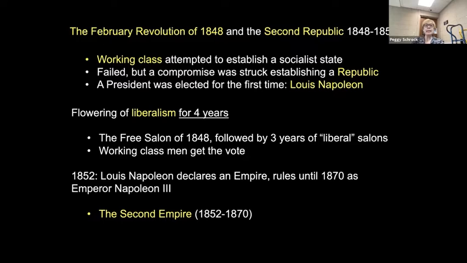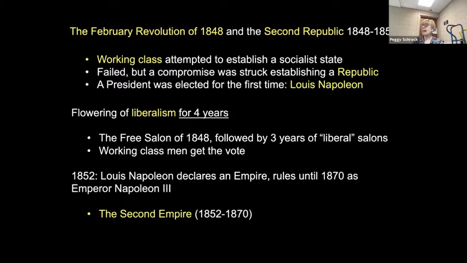So we get the Second Republic, and for 4 years, there is this flowering of liberalism. This was hugely important to the realists, who were totally on the outs before this. You have the so-called free salon in 1848. That means no jury, everybody shows. Realists walked in the door. They could never have gotten in that door before. But in 48, they walked in the door. And then for 3 years after that, they weren't free, but they were liberal salons. They had an elected jury. The artists elected the jurors. It wasn't a bunch of old men from the academy. And so it was still pretty open.